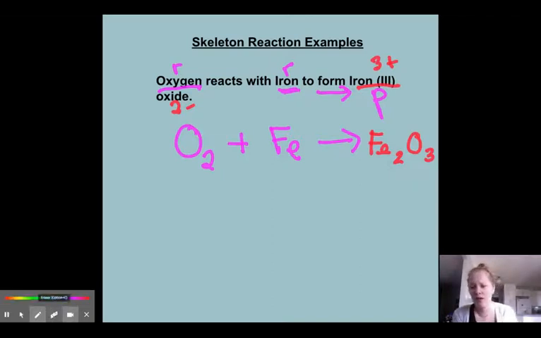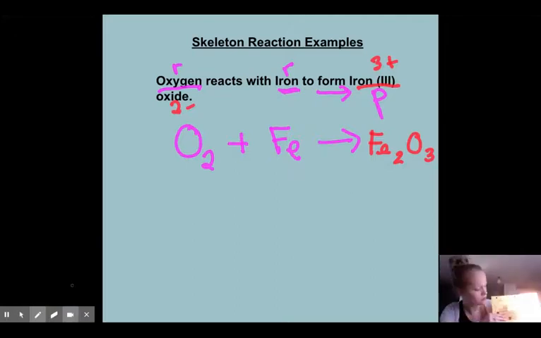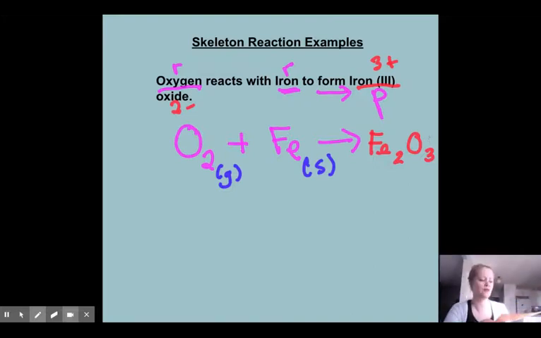But now I need to think about my states of which one's which. If I find oxygen, it's an element. Oxygen is a gas. Okay. Iron, it's an element. I find it on my periodic table. It is a solid. And then this guy, because it does not say that it is in solution, we are going to check our solubility chart.